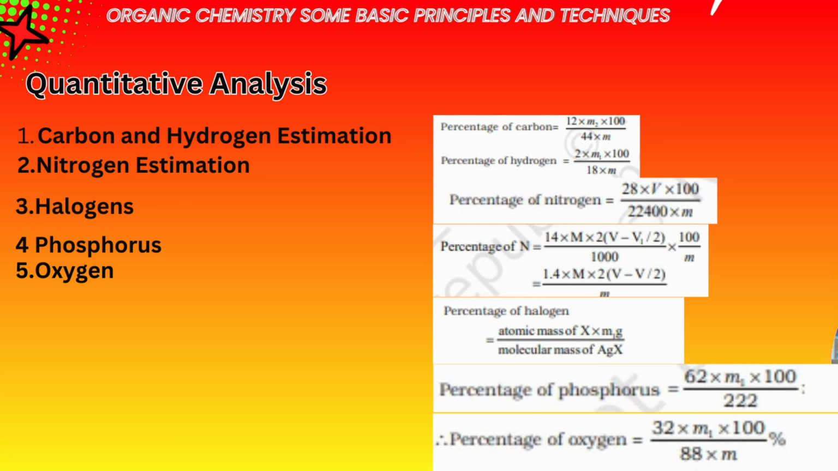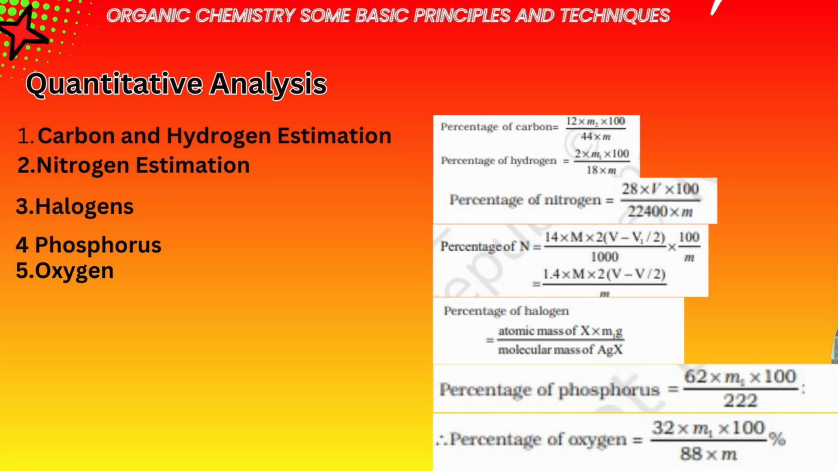To estimate carbon and hydrogen, a known mass of the compound is burnt with excess oxygen and copper oxide. Carbon is converted into carbon dioxide and hydrogen becomes water. These are absorbed by potassium hydroxide and calcium chloride respectively. From their mass increase, the percentages of carbon and hydrogen are calculated using the following formulas. Percentage of carbon is equal to 12 by 44 into m2 by m into 100. Percentage of hydrogen is equal to 2 by 18 into m1 by m into 100.